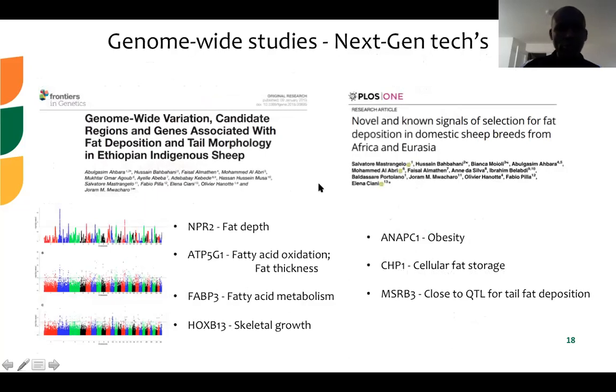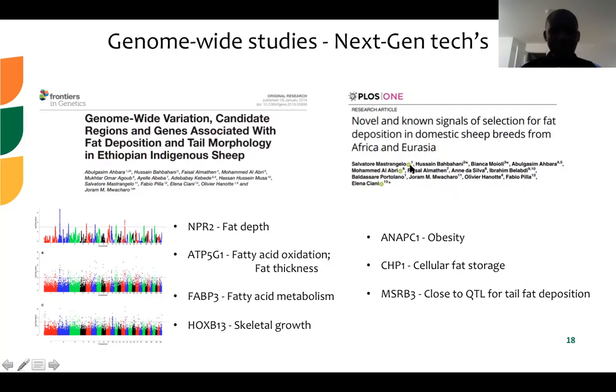Apart from those two studies, there have also been another two studies that have been published on African sheep. One of the studies looked at genes associated with fat deposition and tail morphology in Ethiopian sheep, and this study was done in my group. Another study, which also looked at the same, but focusing mostly on fat deposition, incorporated African sheep as well as European and Asian sheep. And this study was done in collaboration between my group and the group of Elena Sciani and Fabio Pila in Italy.